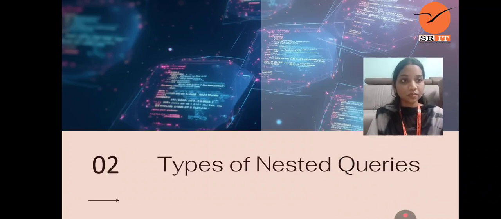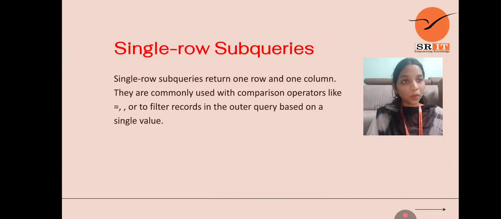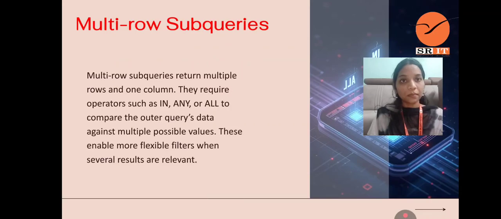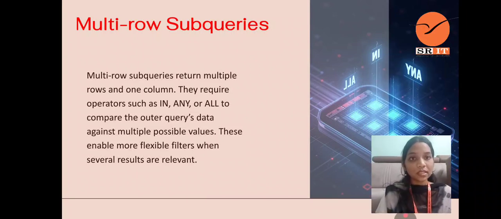Types of nested queries. Single row subqueries. Single row subqueries return one row and one column. They are commonly used with comparison operators like equals to filter records in the outer query based on the single value. Then multi-row subqueries. Multi-row subqueries return multiple rows and one column. They require operators such as in, any, or all to compare the outer query data against multiple possible values. These enable more flexible filters when several results are relevant.